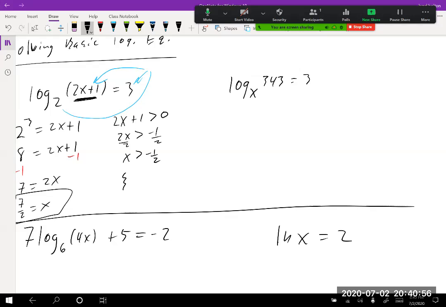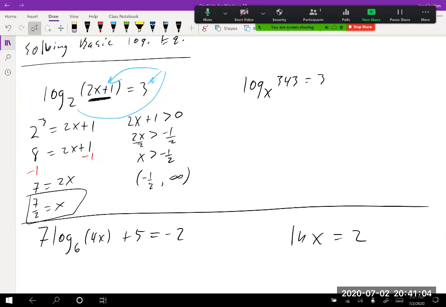So our domain is x, you know what, I'll write it in interval, is negative 1/2 to infinity. So as long as our answer is in there, which it is, this is our domain. So as long as our 7/2 is in this interval, we're good. So this is a good answer. We'll take it. All right. Now let's look at this one.